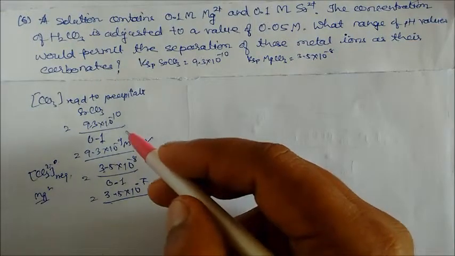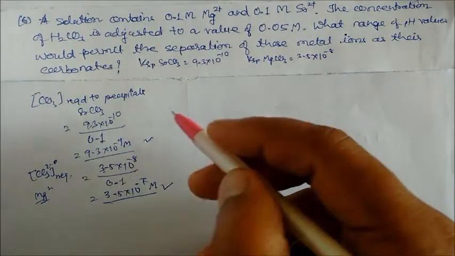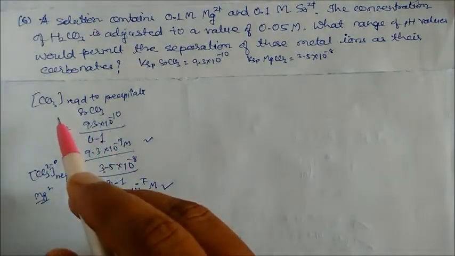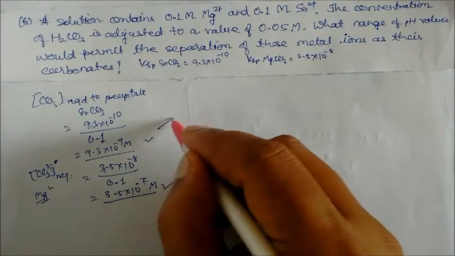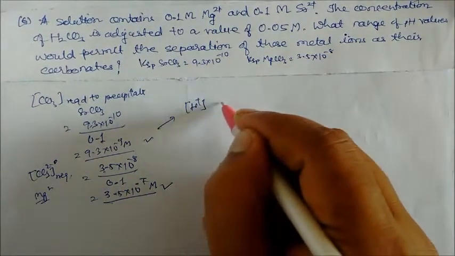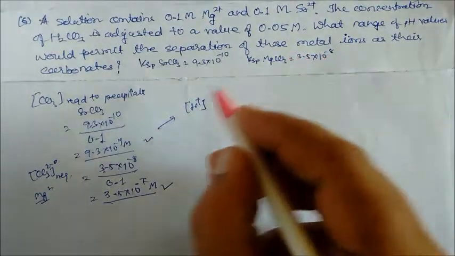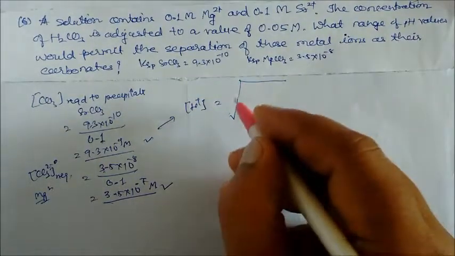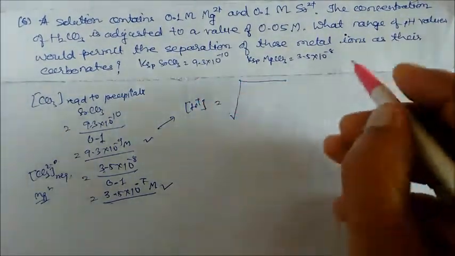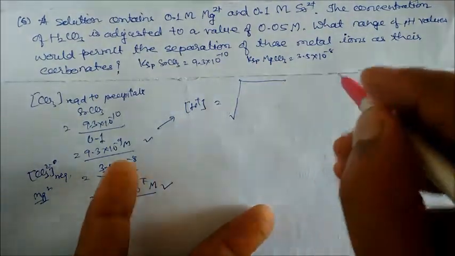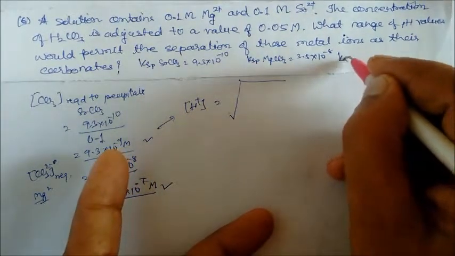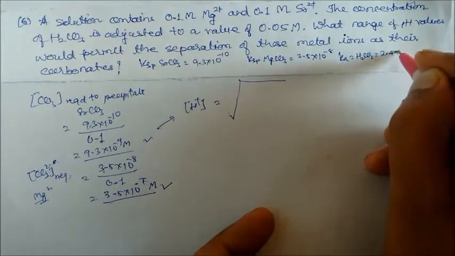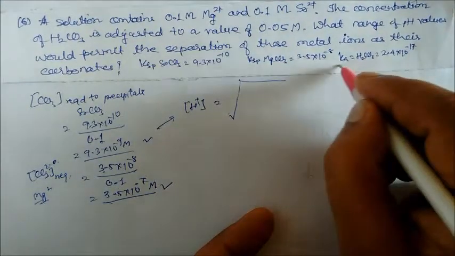When this precipitates first, what is the concentration of carbonate ion? At this concentration, 9.3 into 10 power minus 9 is the concentration of carbonate ion, so we will find the H plus value, the acidic value, because we have to find the pH range. H plus is how much? We can write it as the square root involving carbonic acid, which is given here. Ka is also not given, so Ka for H2CO3 is 2.4 into 10 to the power minus 17.